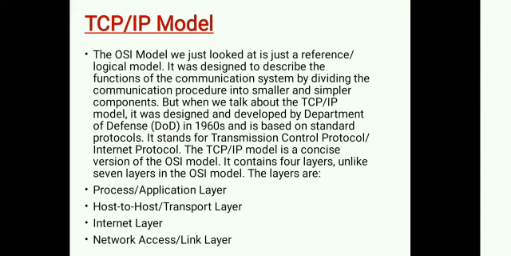It stands for Transmission Control Protocol or Internet Protocol. The TCP/IP model is a condensed version of the OSI model. It consists of 4 layers, unlike 7 layers in the OSI model. The layers are process or application layer, host to host or transport layer, internet layer, and network access or link layer.